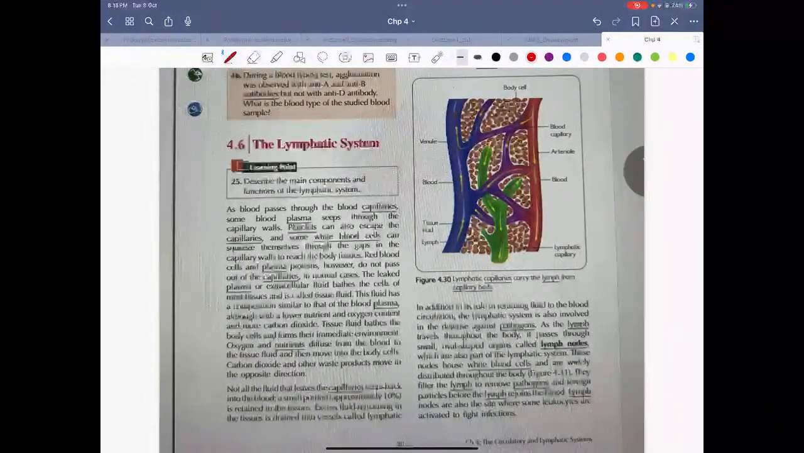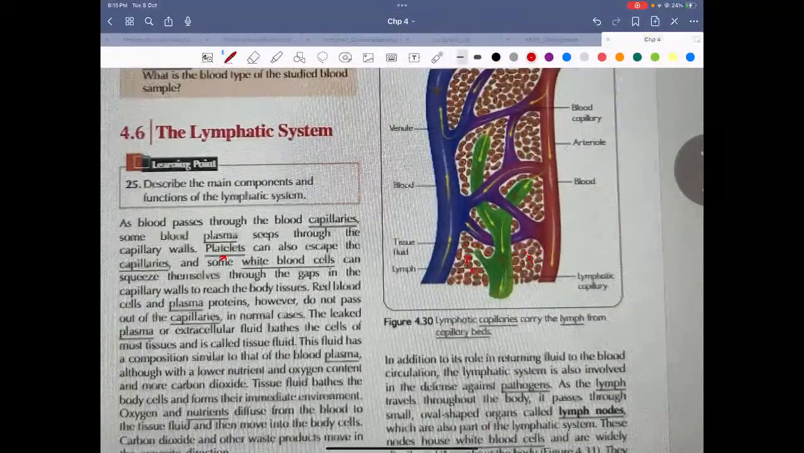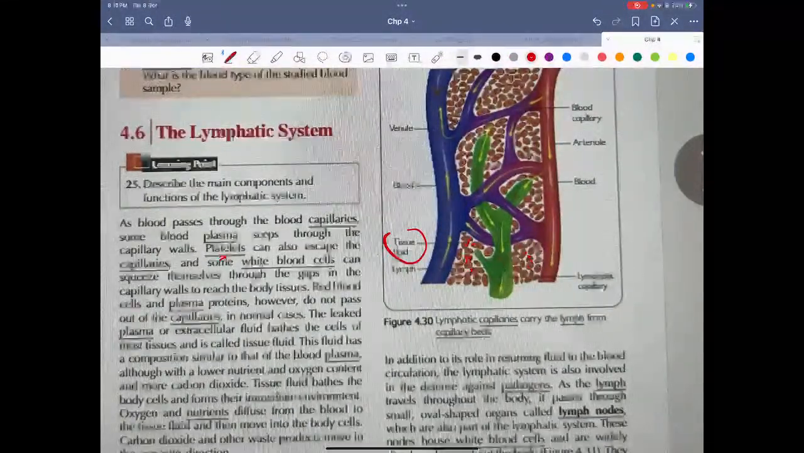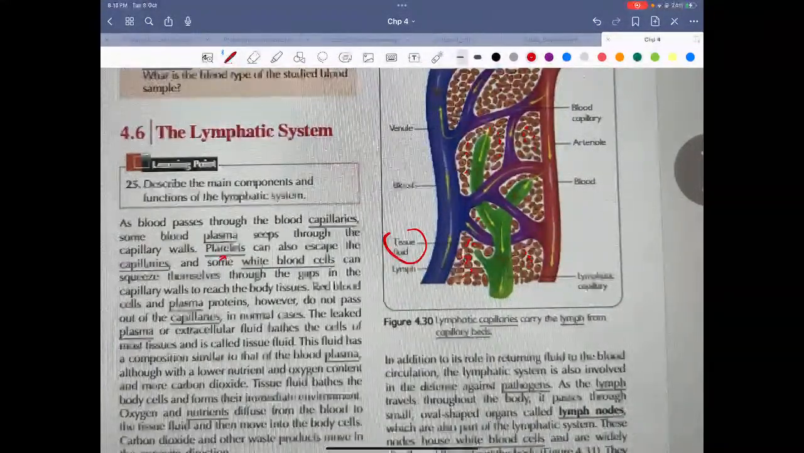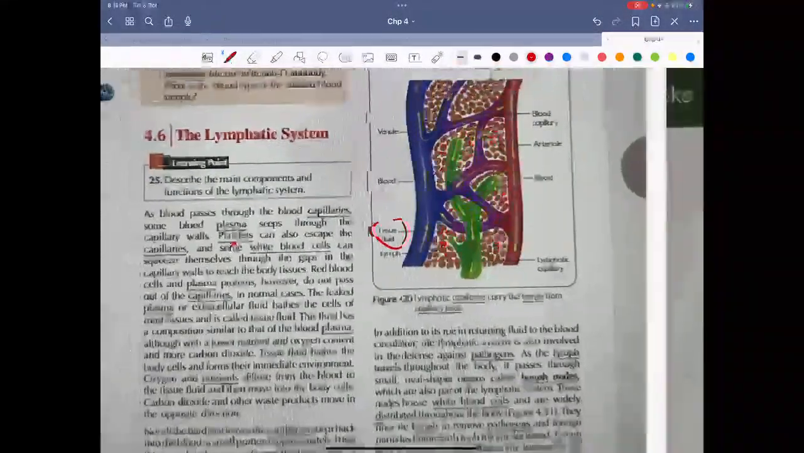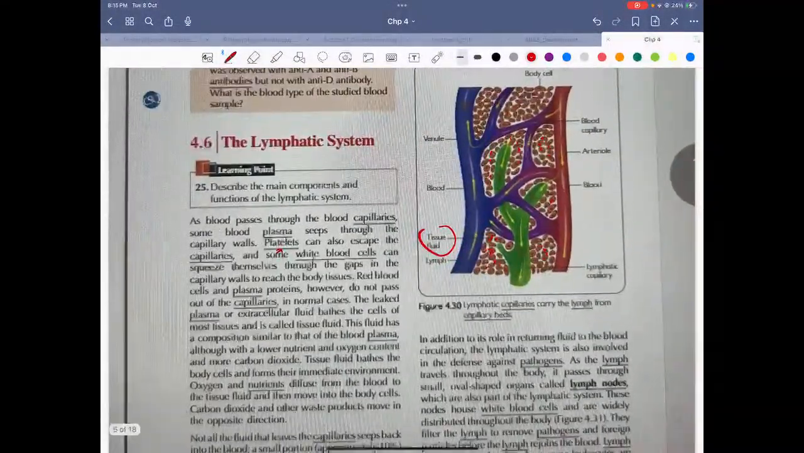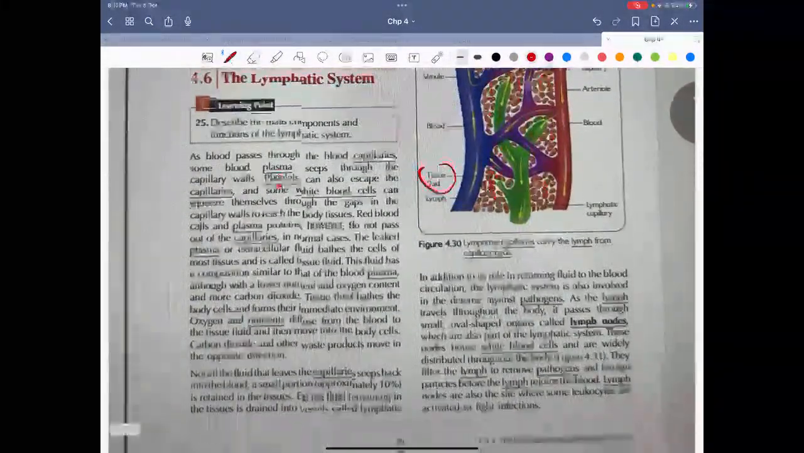So as blood passes through blood capillaries, some blood plasma seeps through the capillary walls. Platelets can also escape. This is just useless information. Through this, you have what we call interstitial fluid, tissue fluid, that's right here. Those are the stuff that leak out during the exchange that occurs. Now, we don't want this tissue fluid to just build up and no one's gonna come pick it up, right? That's how people get edema, but you don't have to know that.